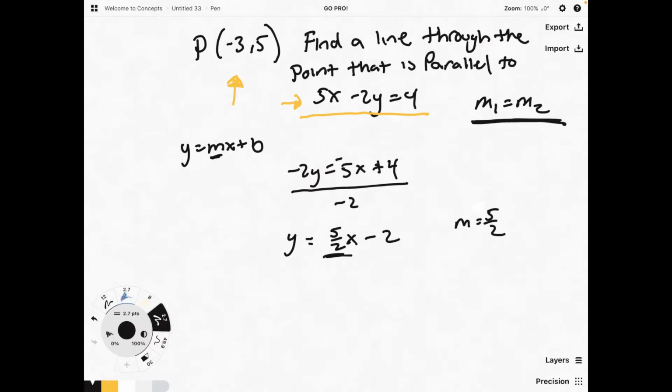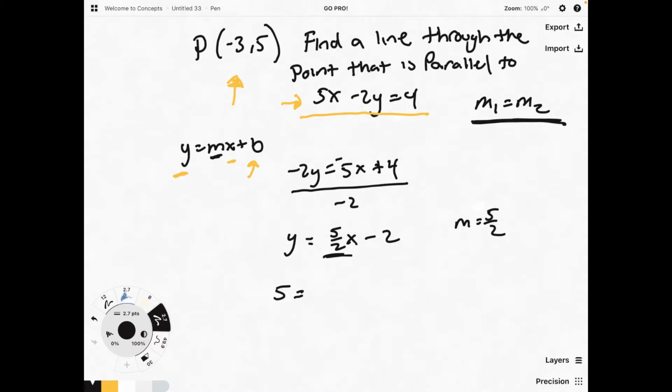Now we just need to find the line. So how do we do that? Well, if we use our equation, y equals mx plus b, then we have our point, which means we know our y value, and we know our x value, and we can solve for b. Y at this point gives us 5.